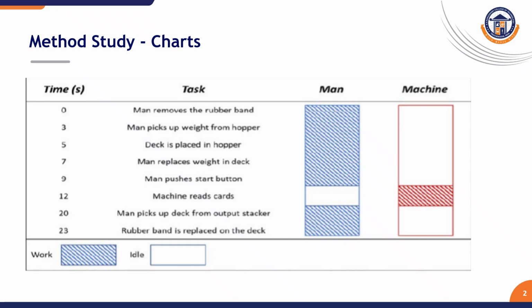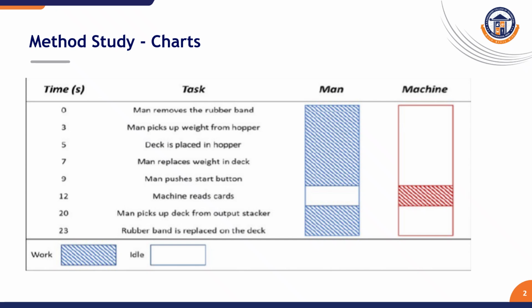So let us take the example. The operator removes the rubber band. It's blue, and blue is where some work is going on. The man is doing the work, but not the machine. The first one, then 3 seconds is taken for the worker to pick up the weight from the hopper. The deck is placed in the hopper. Then he replaces the weight in the deck, which takes 5 to 7 seconds.